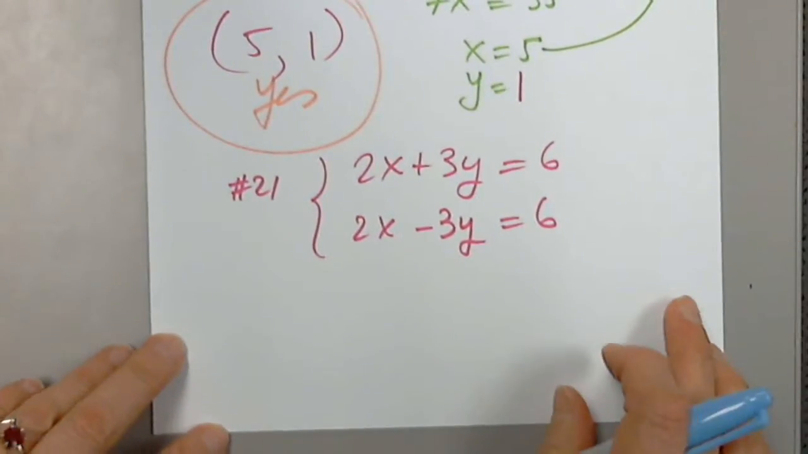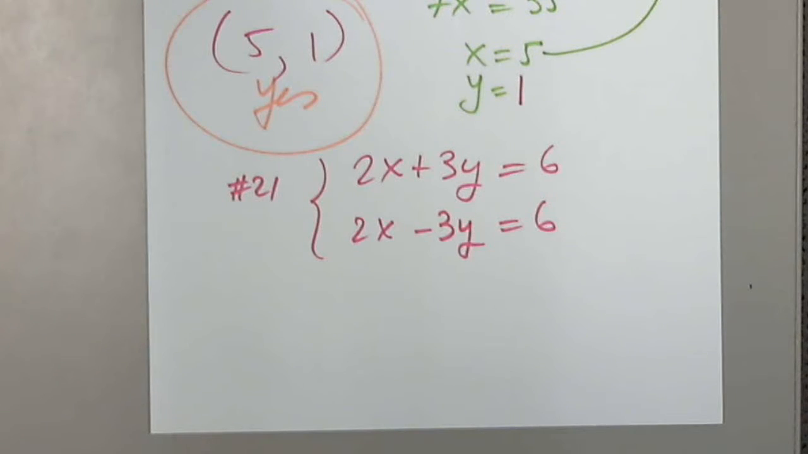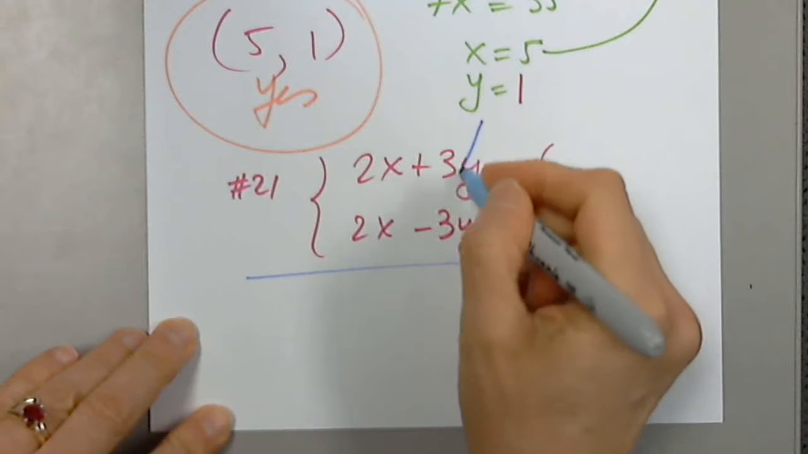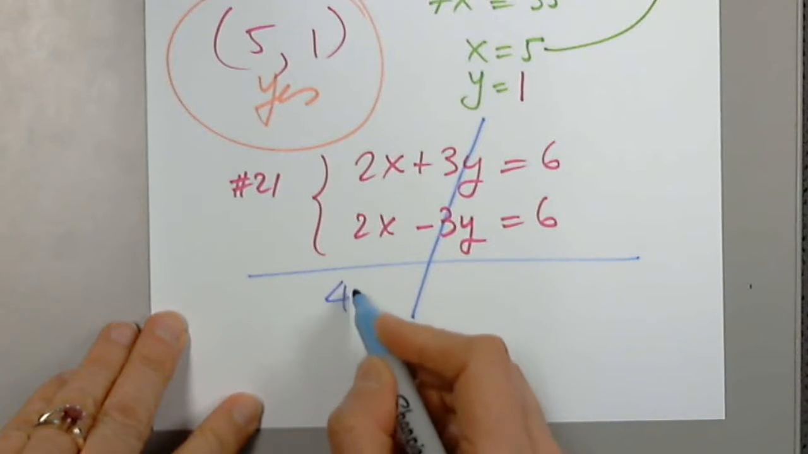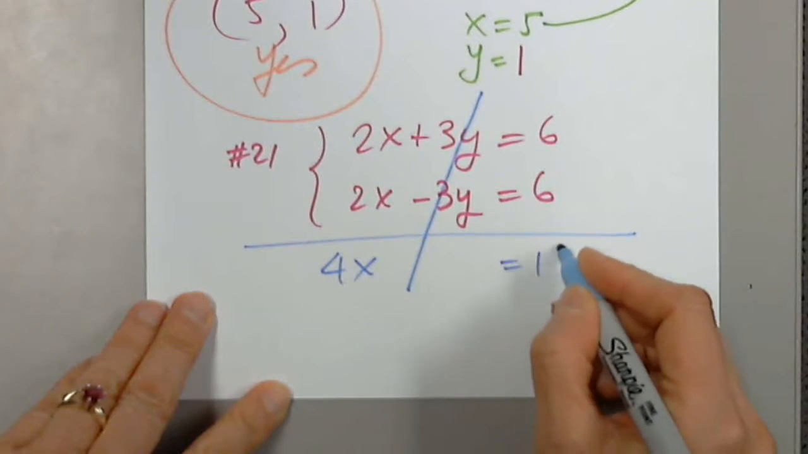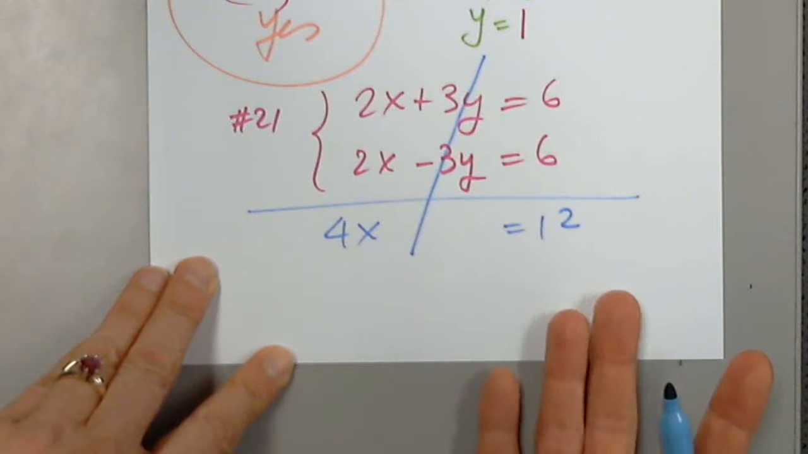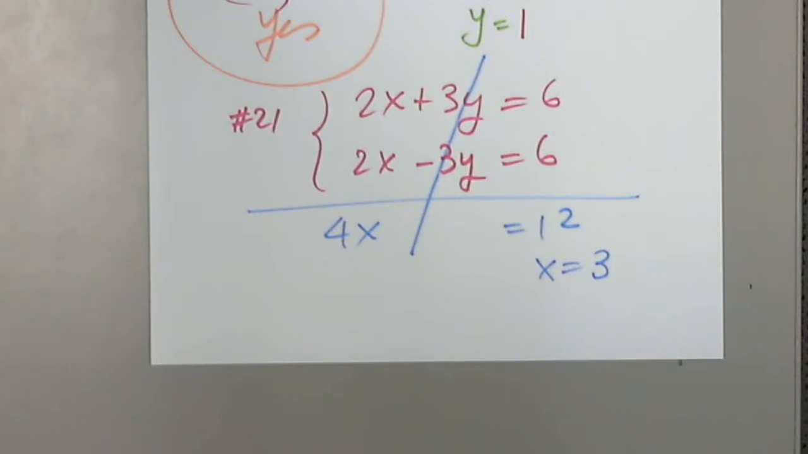Okay, so in this particular problem, we are asked to use elimination. And the question is, which one will I eliminate? Well, it is a simple problem. I don't have to do anything. I only have to add term by term. Why? Because when I add term by term, the 3y and the negative 3y go away. So this is 4x, and this is 12. And when I divide by 4, I get x equals 3.